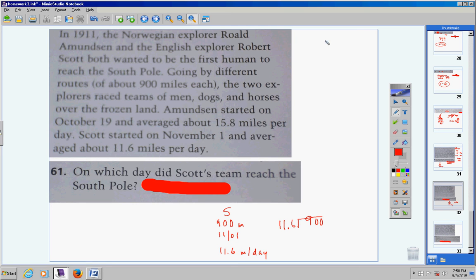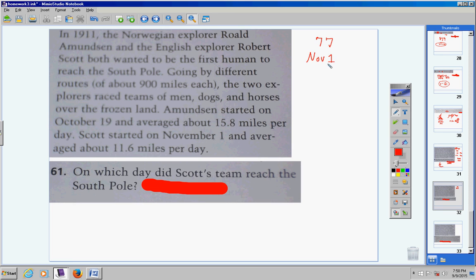We're not going to round down. 77.5 would be 77 days and about 12 hours. So he made it in 77 days. All right. So let's see what date that would be. He left on November 1st.